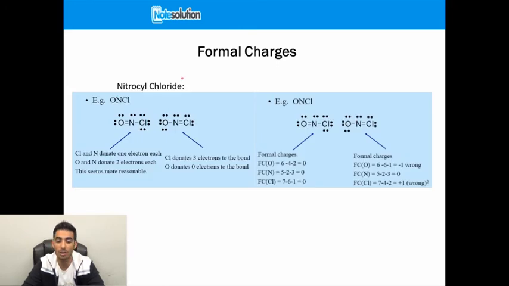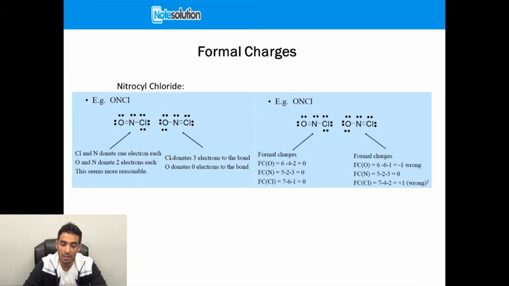This example over here, nitrosyl chloride, is a more detailed example just to show you how it's done. Let's talk first about this side. The chlorine and the nitrogen donate 1 electron each, so you can see there's 1 single covalent bond between them. And the nitrogen and oxygen donate 2 electrons each. This configuration seems reasonable because, first of all, they're all satisfied. It makes sense because the oxygen had 2 unpaired electrons that are now shared. So it has a full octet, this one has a full octet, and this one has a full octet.